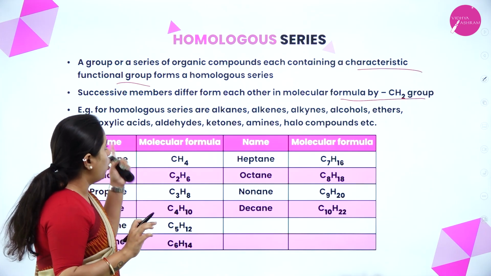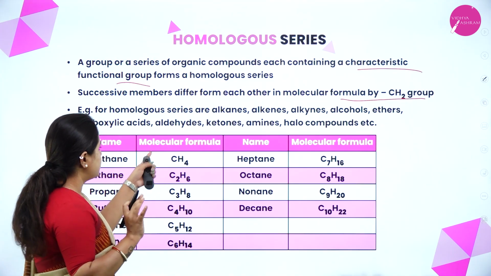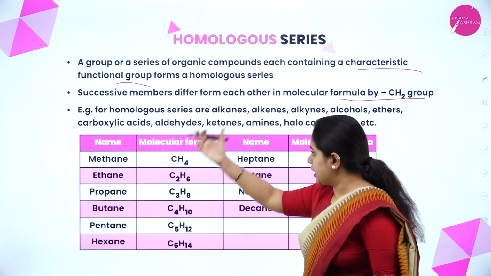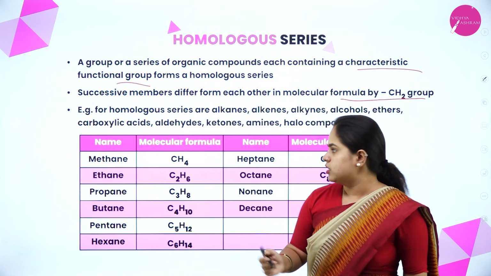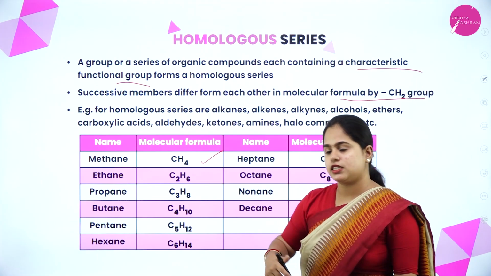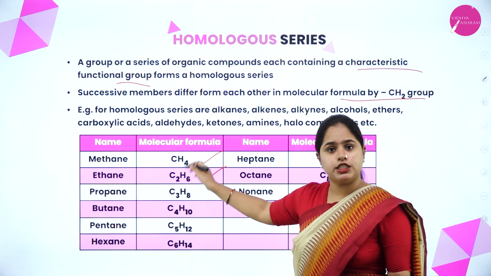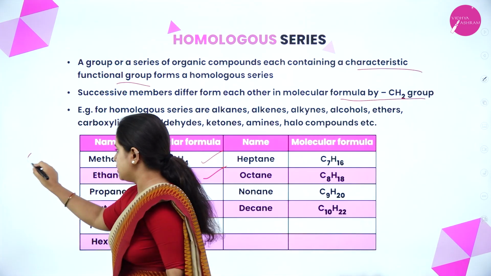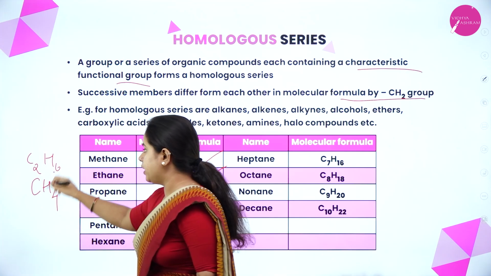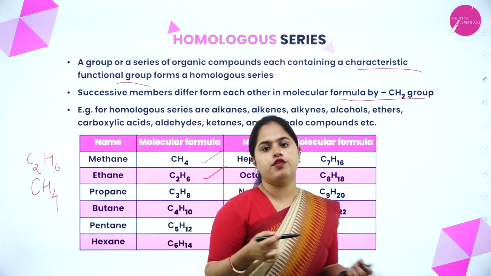For example, there can be a homologous series of alkanes, alkenes, alcohols, aldehydes. What I have shown here is a homologous series of alkanes. All these come under alkanes. The first one is CH4, that is methane. The second homologue, the next successive member, is C2H6, that is ethane. C2H6 and CH4 differ by a CH2 group. If I add one more CH2 to CH4, it becomes C2H6.